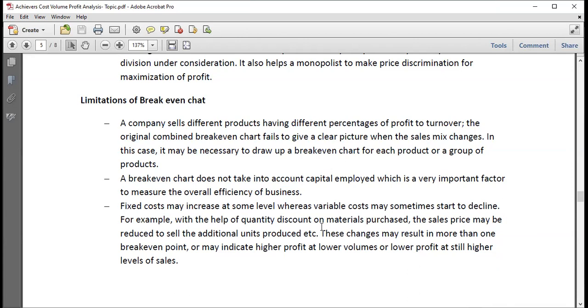So the limitations would also be formulated in terms of assumptions. If somebody says, what are some of the assumptions of the break-even chart? Similar kind of principles for you to understand.